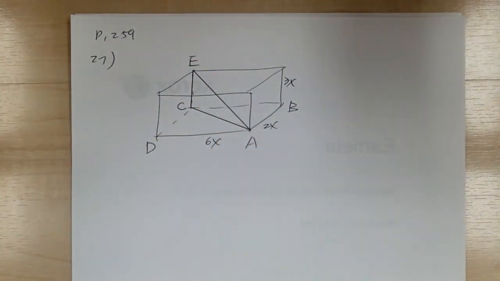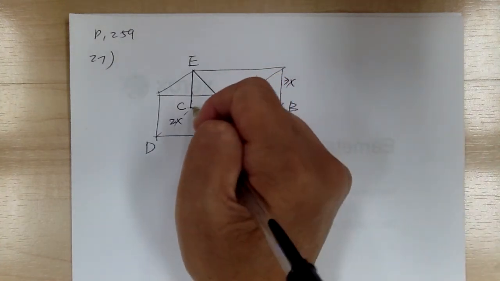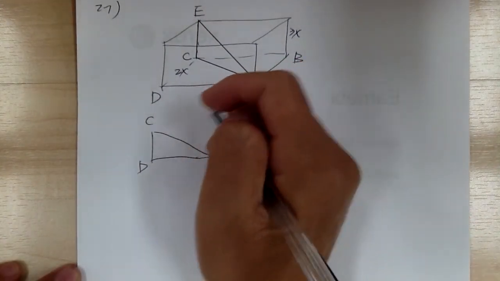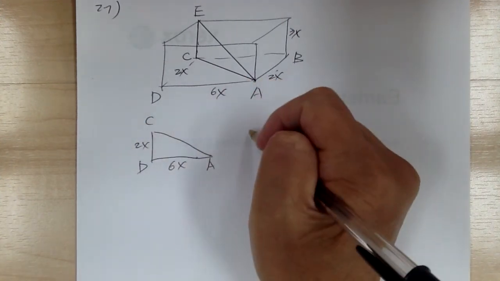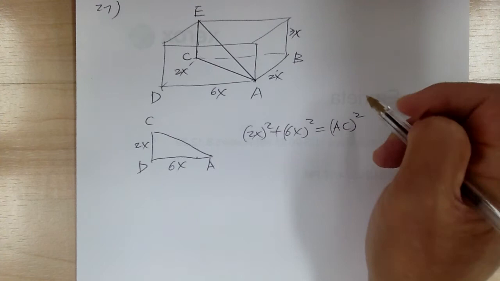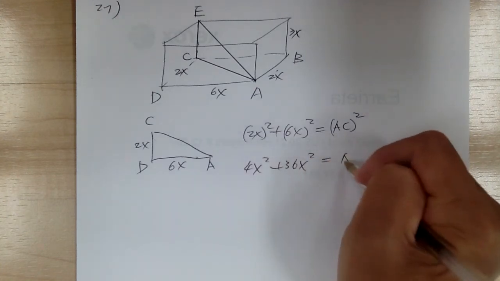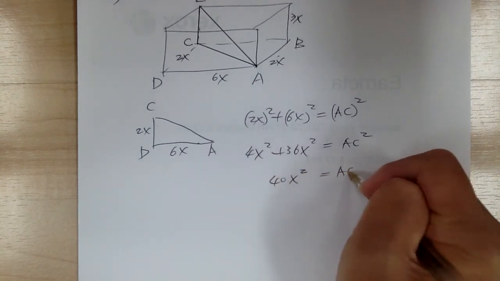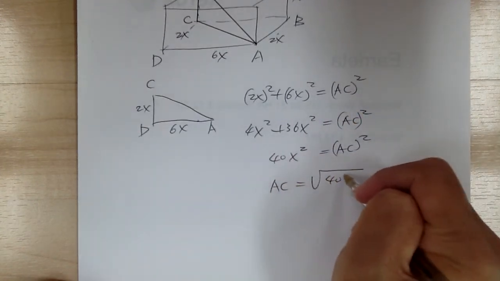So this one you have to use two Pythagorean theorems. So this is 2x, so this would be a 2x. Okay, so you use this triangle over here. So if you look at this triangle, the ACD, okay, so this is 2x, and this is 6x. Okay, use the Pythagorean theorem, so you're going to get 2x squared plus 6x squared equal to AC squared. Okay, and then work it out, so you got 4x squared plus 36x squared equal to AC squared. You add this together, so you got 40x squared equal to AC squared.